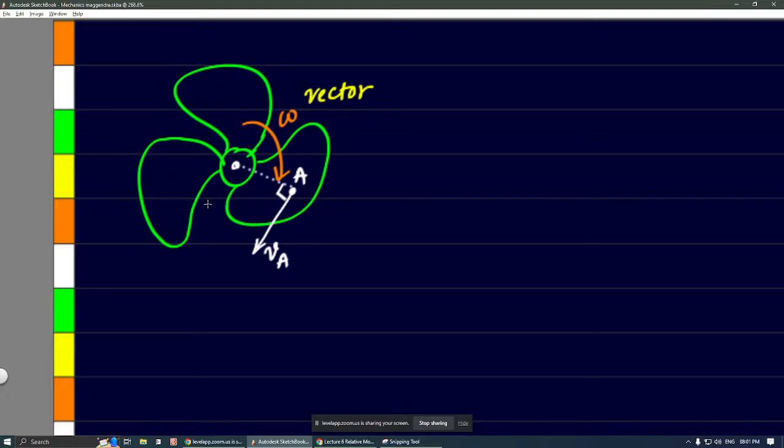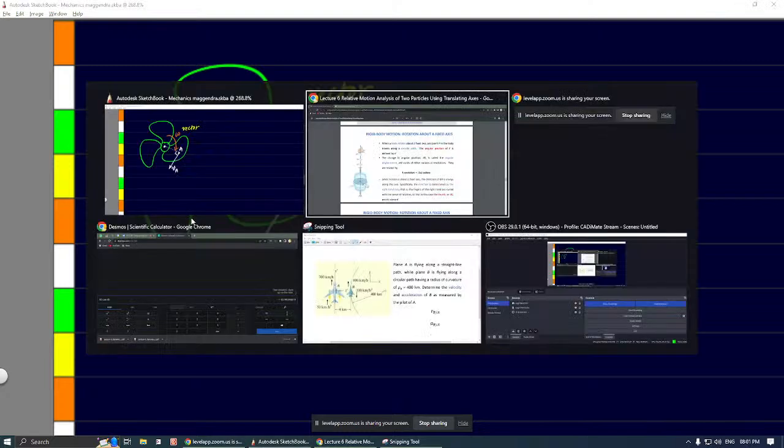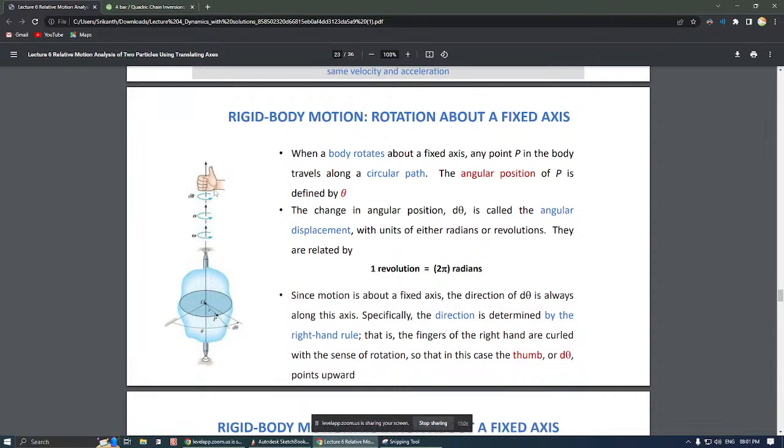So which direction is it? How to find whether it is towards or away? That's what is explained here. If you keep your fingers in the direction of rotation, then the thumb gives us the direction. And if the rotation is opposite to our fingers, what will happen? The thumb will point downwards, right? That way, we have to use the right hand rule to find the direction of rotation.